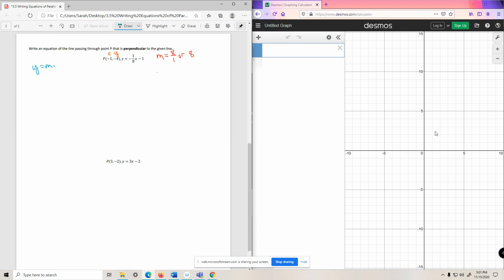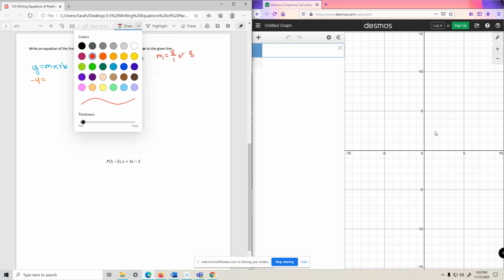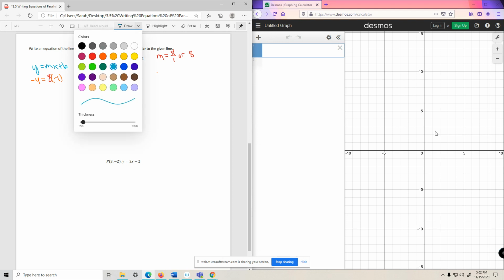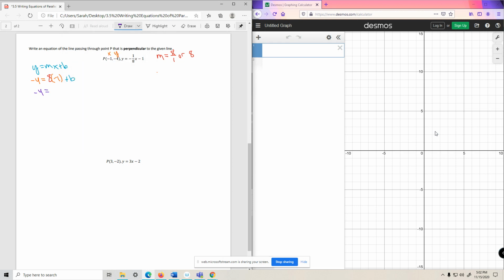All right, let's put things where they go. Y equals mx plus b. Y is negative 4 equals, use our new m, so 8. X is negative 1. B we don't know, like usual, so plus b. Let's solve this out. 8 times negative 1 is negative 8. And then getting b by itself, I'm going to add 8 to both sides. And I get 4 for b. So my equation is going to be y equals my new slope, 8x, plus the b I just found, 4.